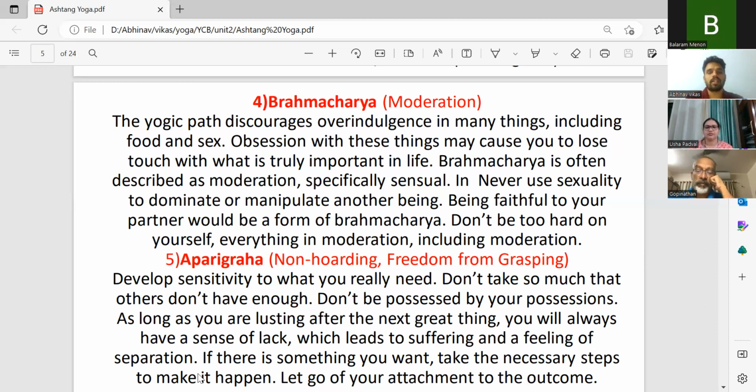Brahmacharya pratistayam virya labha means whoever follows brahmacharya, or is firmly established in brahmacharya, will get virya labha. Virya means energy. So they get a lot of energy. They save a lot of energy.